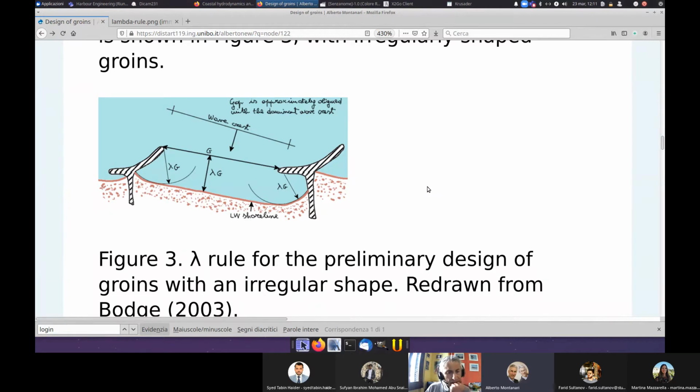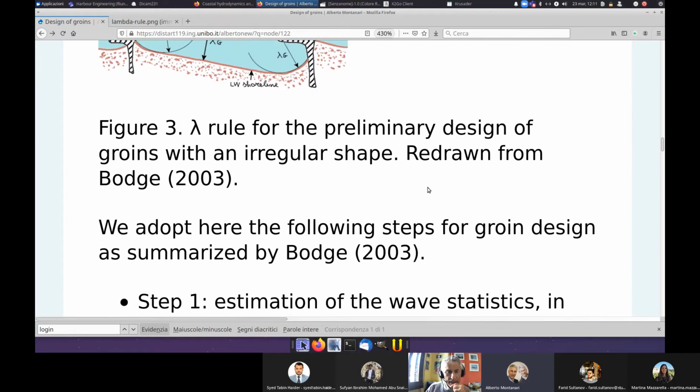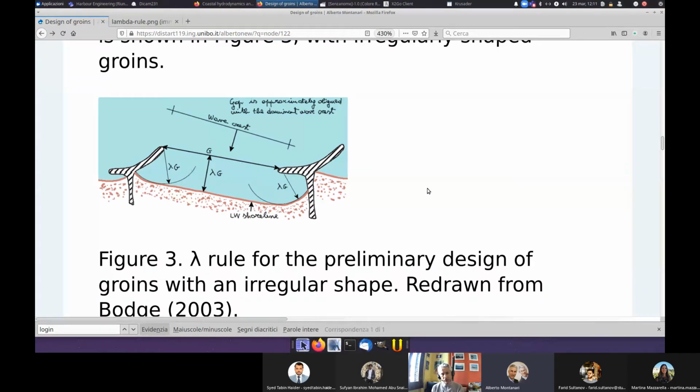Okay, this is the essence of this lambda rule. And then we can identify at this stage some practical steps, which I would like to discuss with you. They are many, like 10 steps, for the design of groins. So I'm now attempting to give you a technical guide of the steps that you have to undertake if you have to design groins, by now relying on our knowledge of this empirical rule, which sets the basis for it.